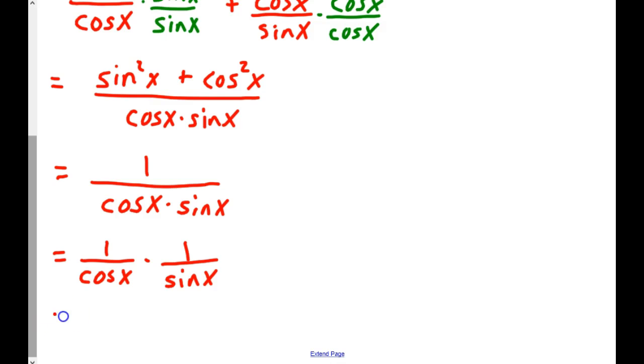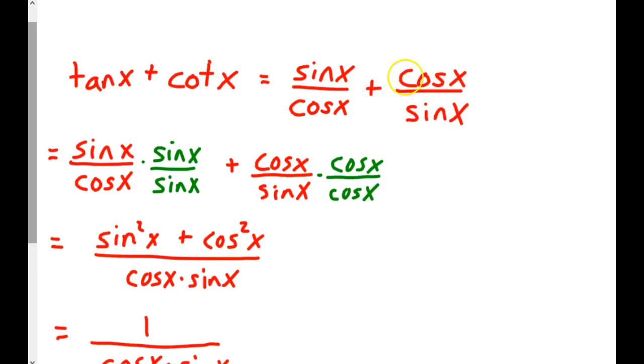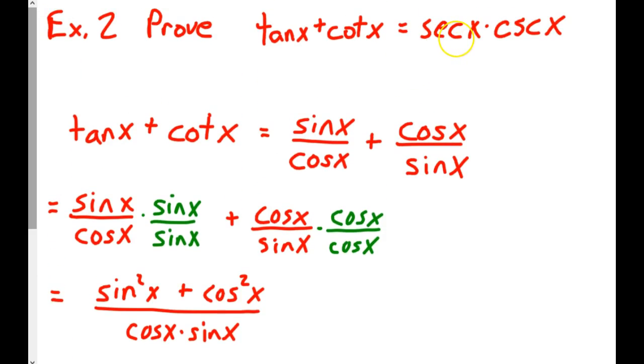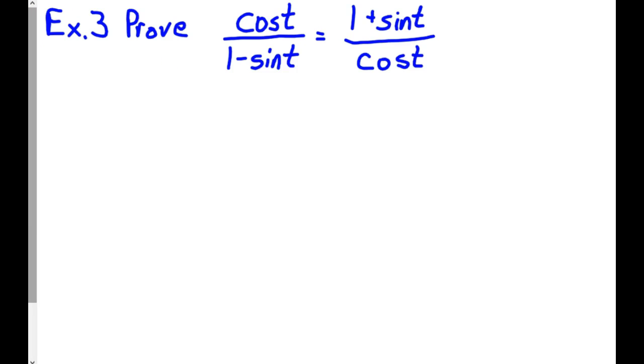The last step is to use the reciprocal identities. 1 over cosine x is equal to secant x, and then 1 over sine x is cosecant x. So we used trig identities, rewrote that initial portion, the left side, and we simplified it to get it equal to what we wanted, secant x times cosecant x.